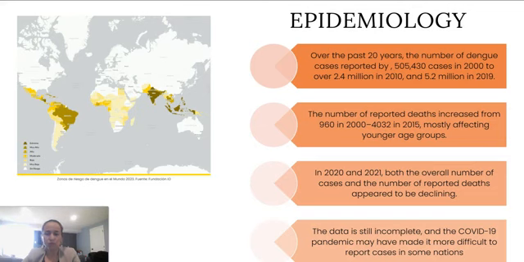In 2020 and 2021, both the overall number of cases and the number of reported deaths appeared to be declining. The data is still incomplete, as the COVID-19 pandemic may have made it more difficult to report cases in some nations.